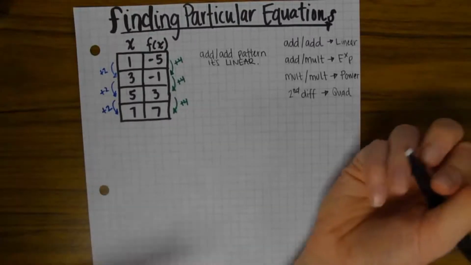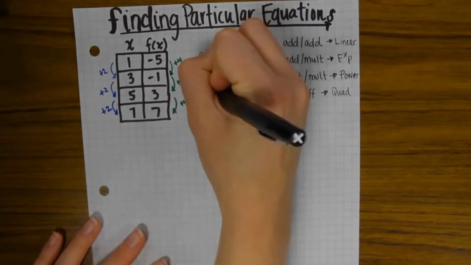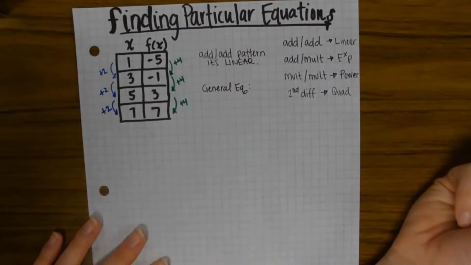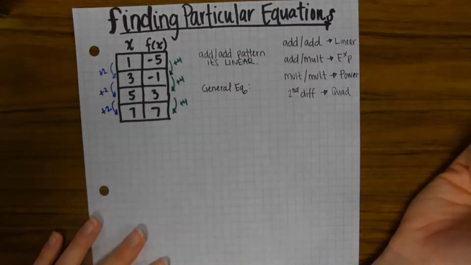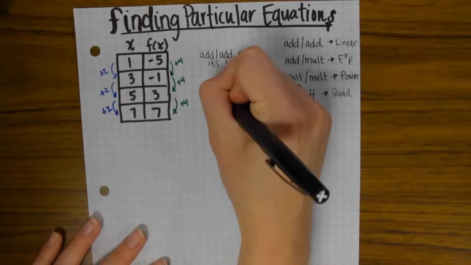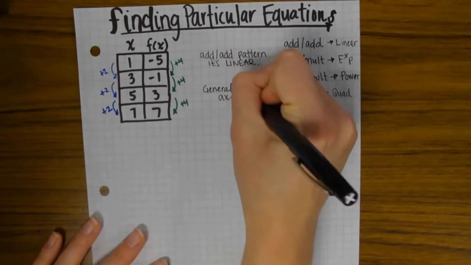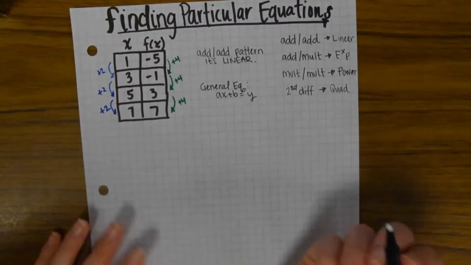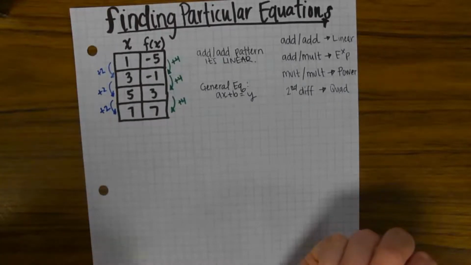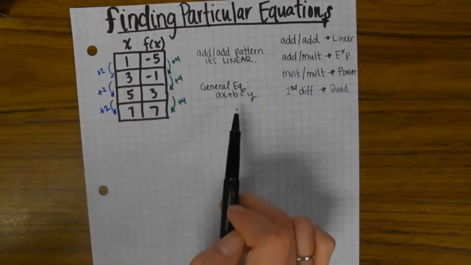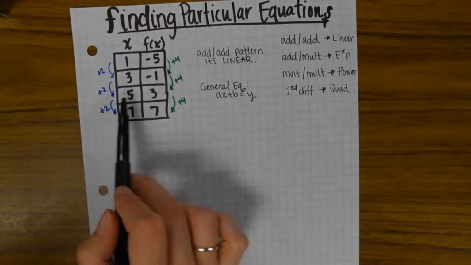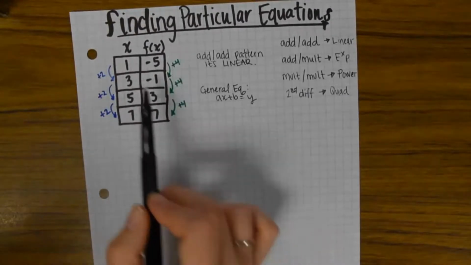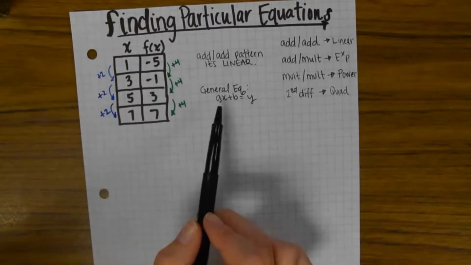To write our particular equation, the first thing we need to remember is what's the general equation for a linear function? The general equation is ax plus b equals y. Sometimes you say this mx plus b. In this case, we're just going to say ax plus b. Now to figure out what a and b are, we can use some of our ordered pairs from this table. You'll remember that a is your slope, which is rise over run, and b is your y-intercept.